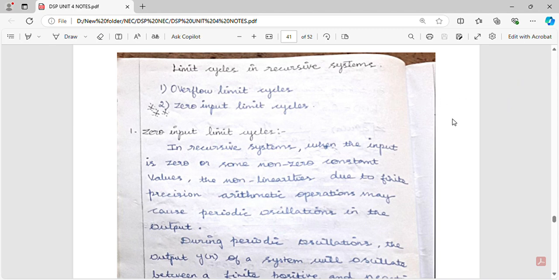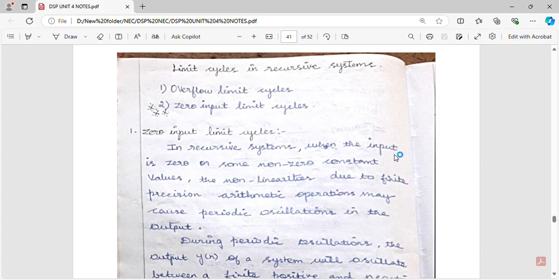Dear students, in this video I am going to explain the limit cycle oscillations in a recursive system, that is, present in an IIR filter. There are two types of limit cycles. One is overflow limit cycle oscillation and another one is zero input limit cycle oscillations. For IIR filters we have the problem related to zero input limit cycle oscillations.